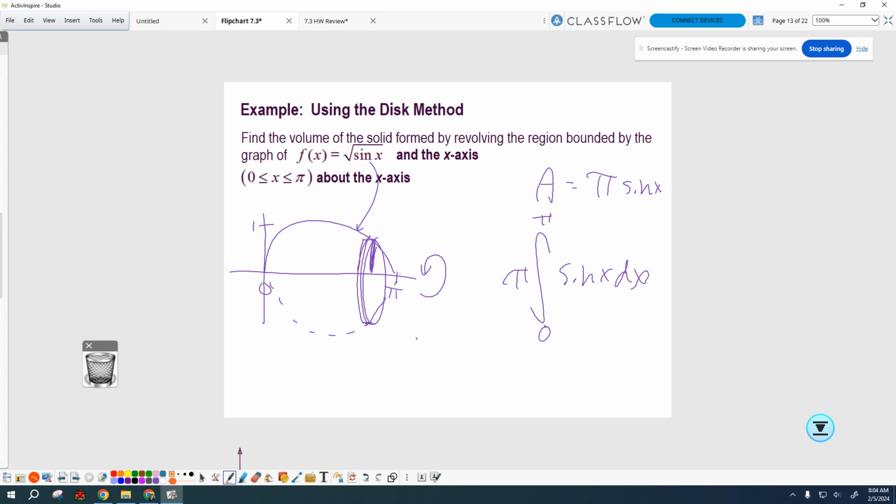Josh, integral of positive sine. Negative cosine. Okay, negative pi times cosine of pi, which is negative 1, minus cosine of 0, which is positive 1. So what does it come out to be? 2 pi?